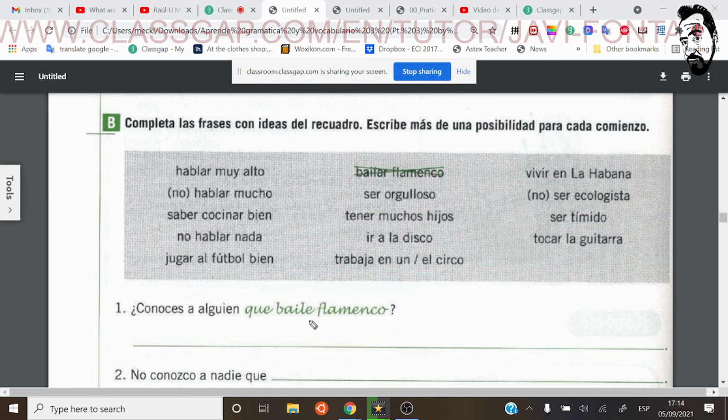So let's say now number 2. No conozco a nadie que. You can choose one of these. Okay, so I don't know anyone who. You can choose one. Okay, so who jugar al fútbol bien? I can choose that. I don't know anyone who plays good football.